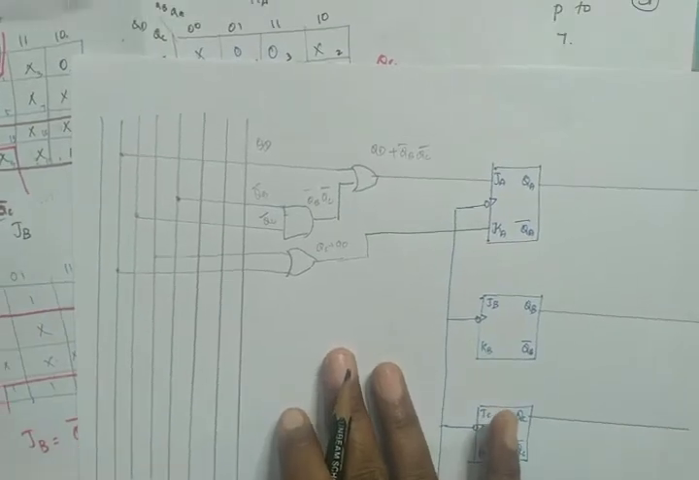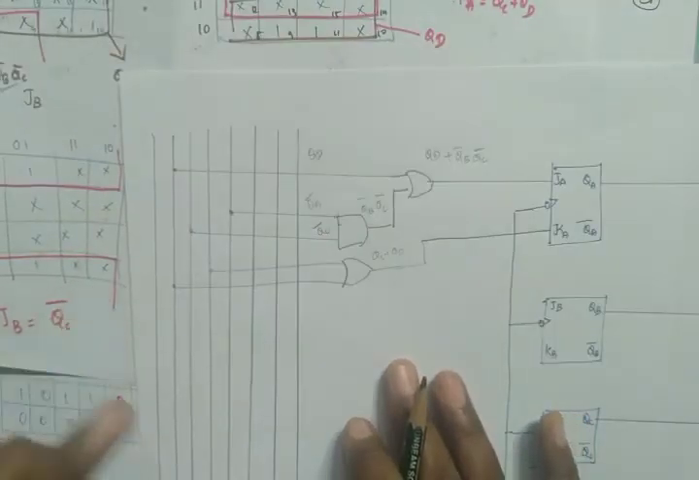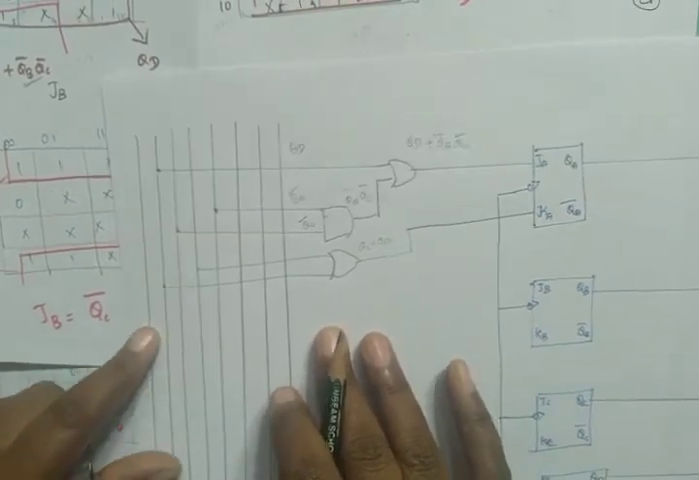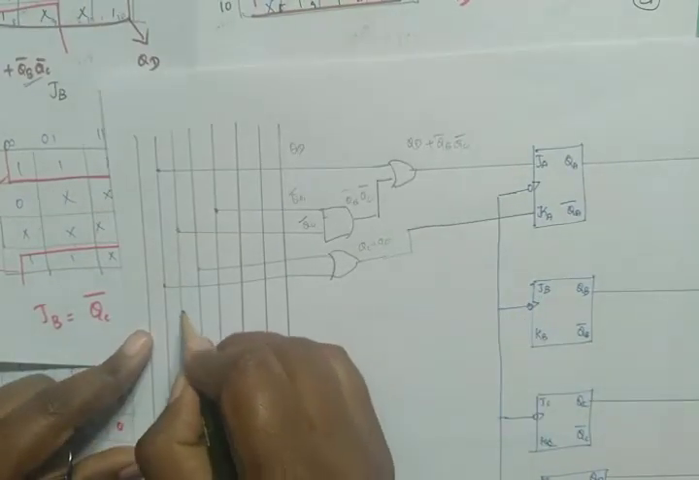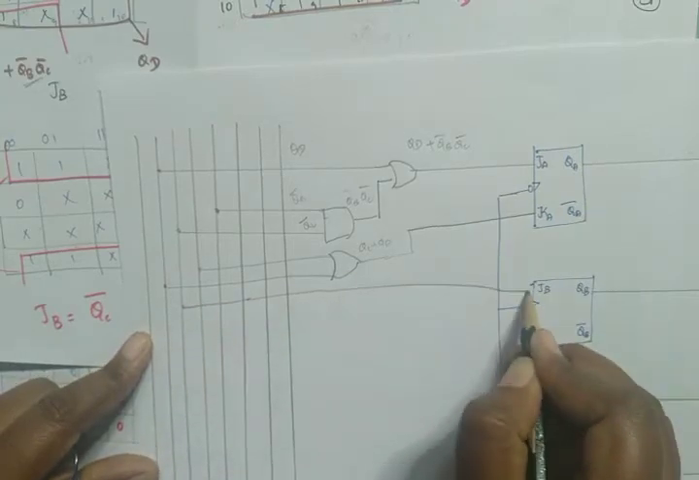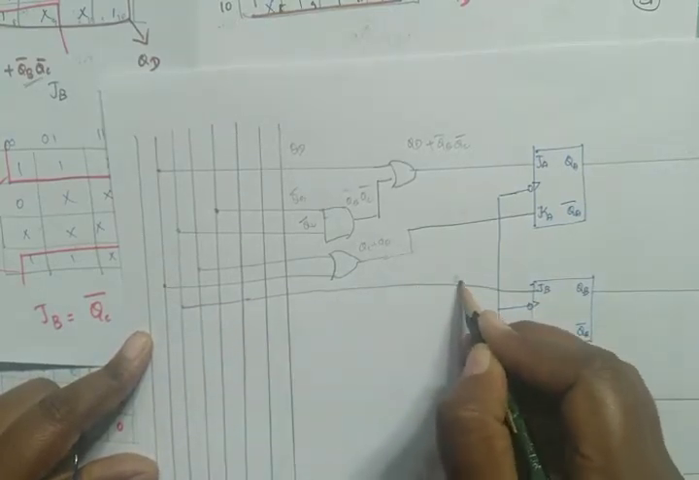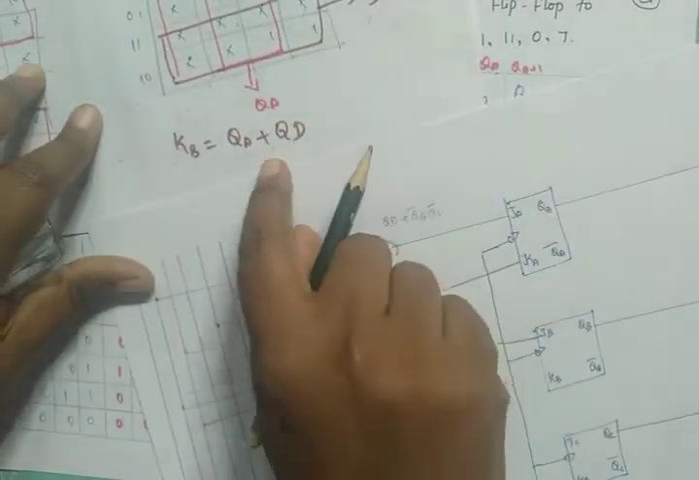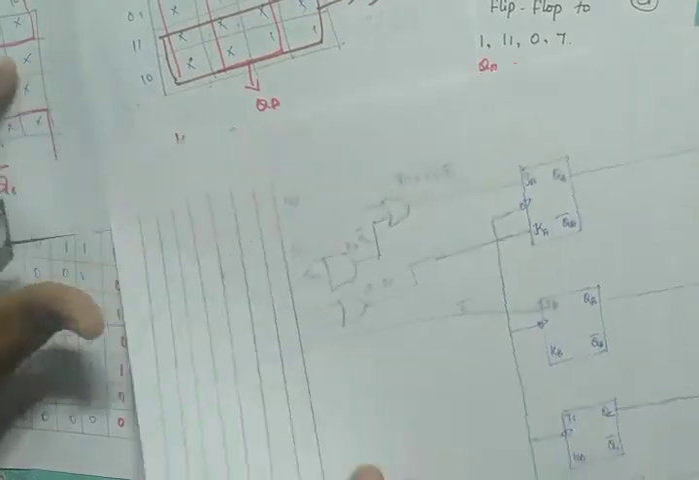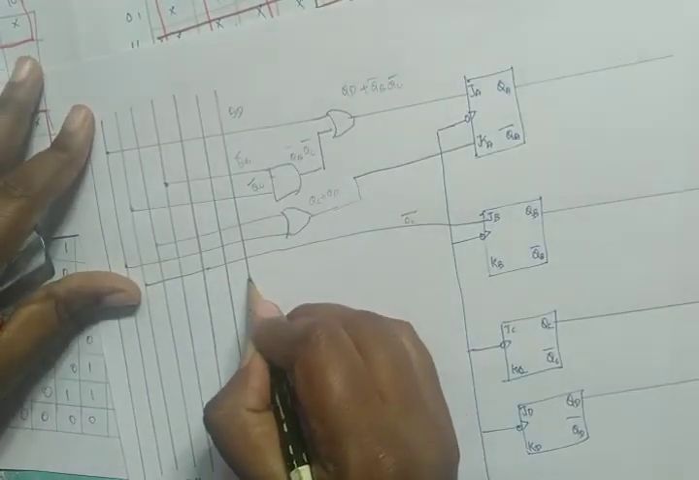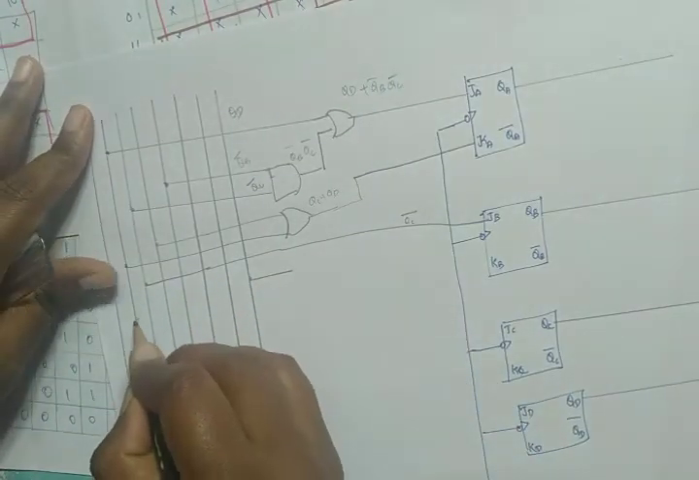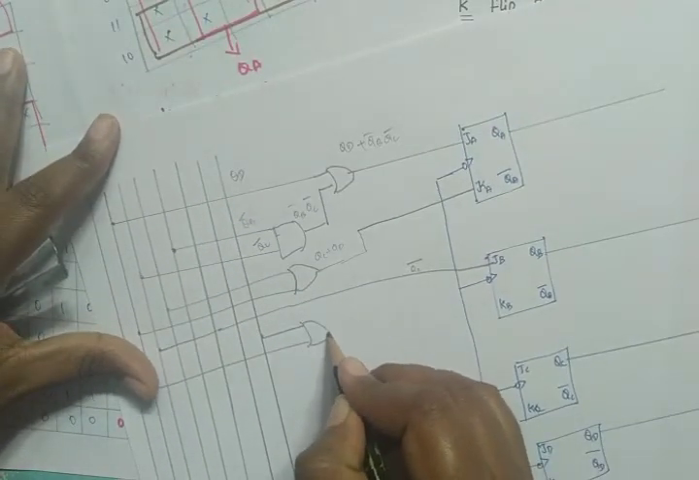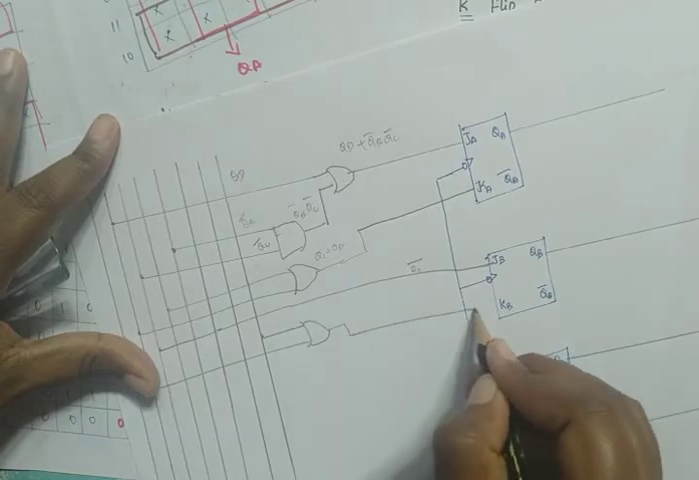Like this, we have to solve for JB, KB, JC, KC, everything. So what is JB here? JB is equal to QC bar, so we can give a straight line. Next, what is KB? KB is equal to QA plus QD. So this is QA, then this is QD. Take a line. Since it is plus, we must use the OR gate here. Then give this line to KB.